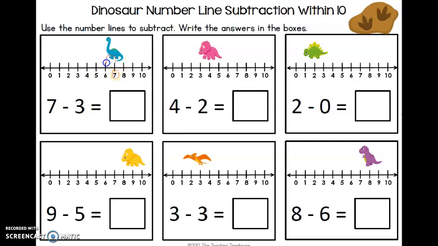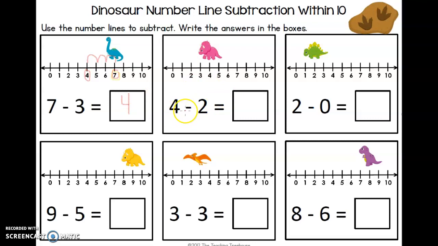So 1, 2, 3. And what number did we land on? 4. So 7 minus 3 equals 4. All right, let's look at our next problem.